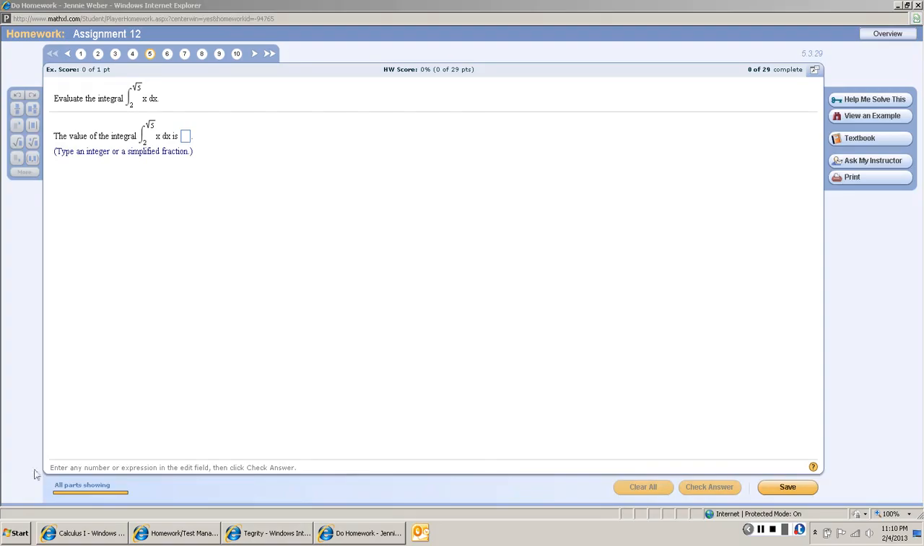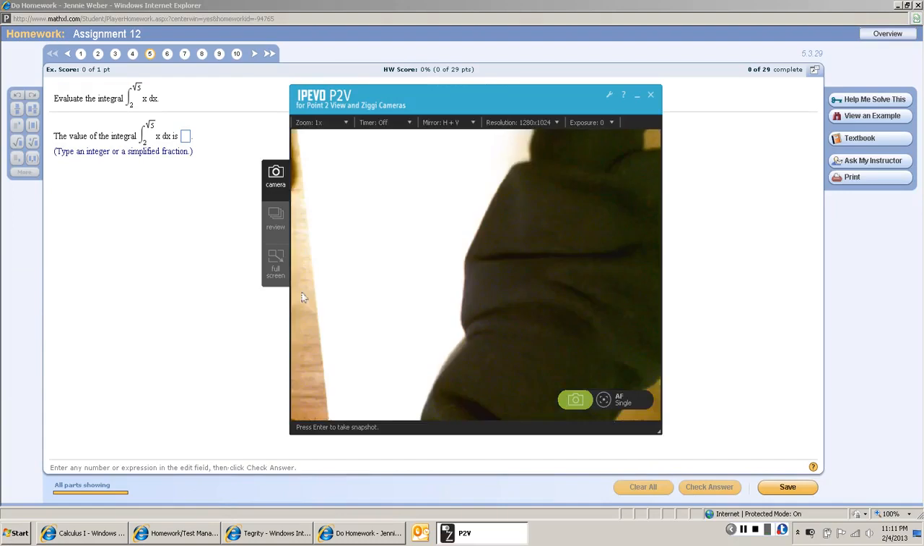If my camera can continue working. It's mad at me all of a sudden for some reason. I guess it doesn't like my definite integral.